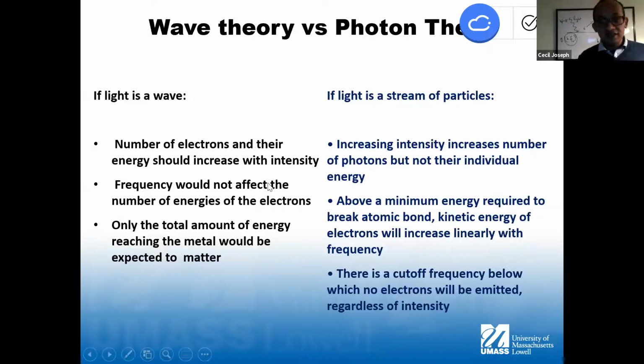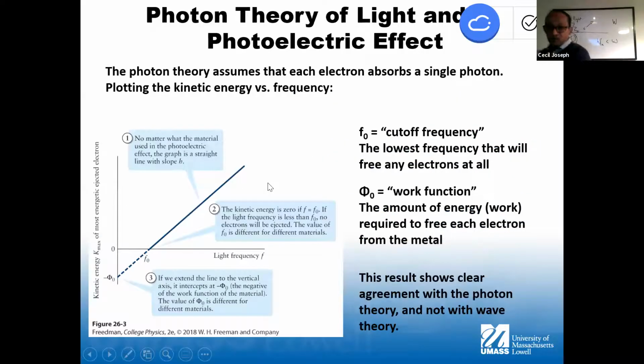And obviously, since Einstein got a Nobel Prize for the explanation of the photoelectric effect using photons, the photon picture was actually the one that's correct. Experimentally, people found that yes, there exists a cutoff frequency, a frequency below which no electrons are ejected from the surface of the metal.